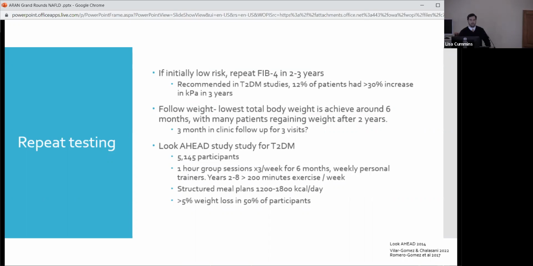There was a big weight loss trial called the AHEAD study for type 2 diabetes. Huge trial. This is like 10 years ago. 5,000 participants, which is big for GI, but this was a diabetes study. 1-hour group sessions 3 times a week. They had personal weekly trainers. This was an 8-year-long study. Meal plans given to patients, dietitians given to patients, 8 years of following these patients, and over 8 years with all the help you could possibly get, only 50% of the patients had more than 5% total body weight loss. So this is a difficult thing to do with diet and exercise. Really, really need to focus on that if this is really what we're trying to cure.